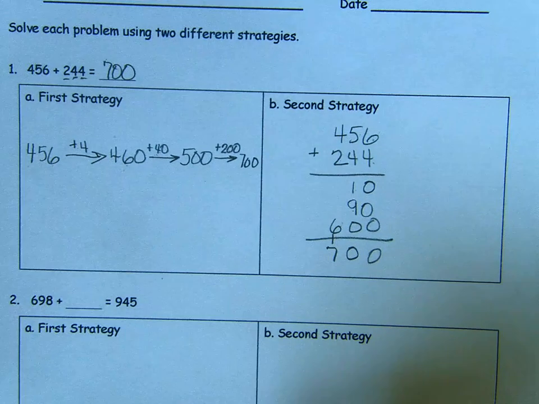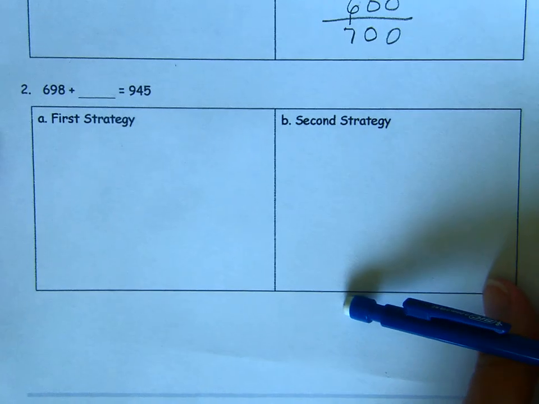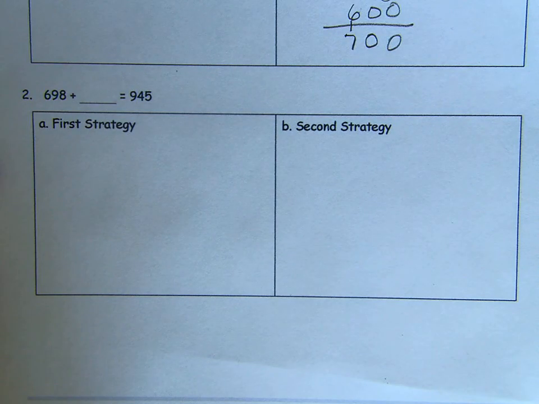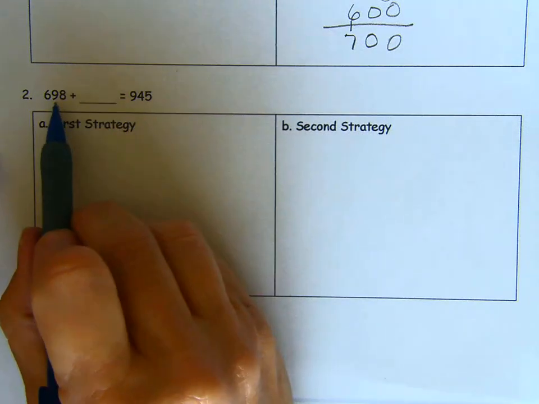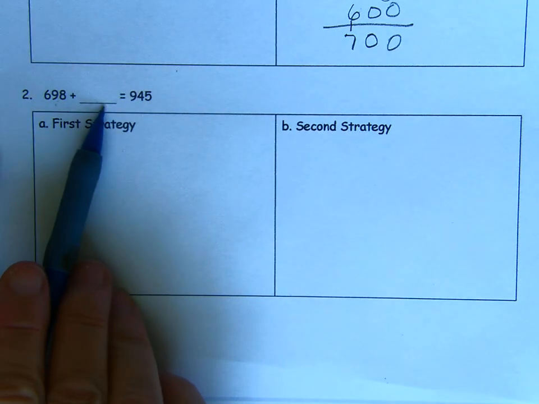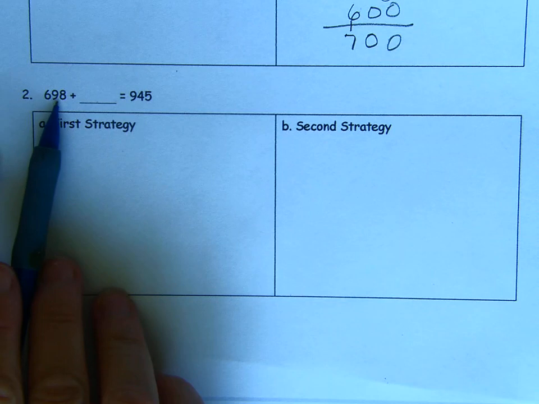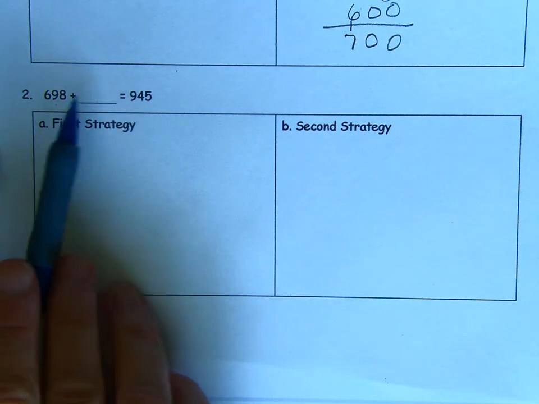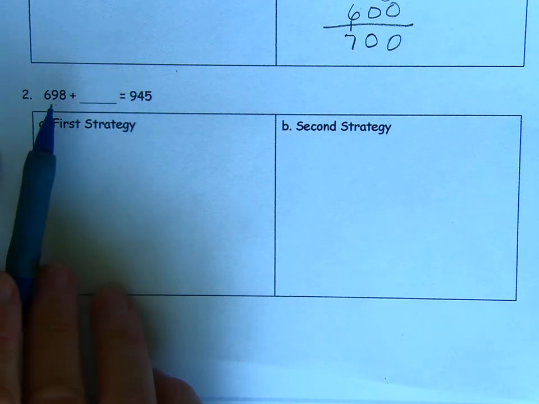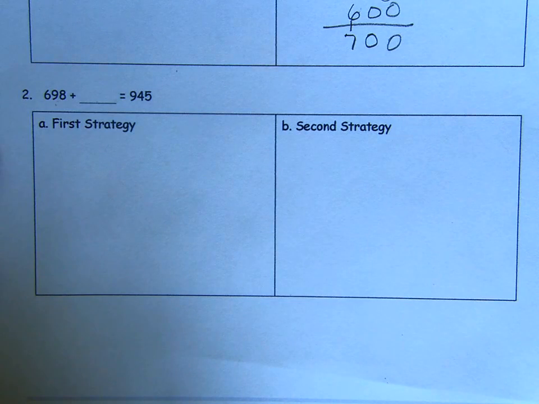On this second one, I want you to look at it carefully and choose your first strategy. Go ahead and pause, think about it, push play when you're ready to see how I did it. Now, when I'm looking at this, I know that I have a whole and one part, so I am missing a part. When I am missing a part, I can either count up from 698 to 945, or I can subtract 945 minus 698.